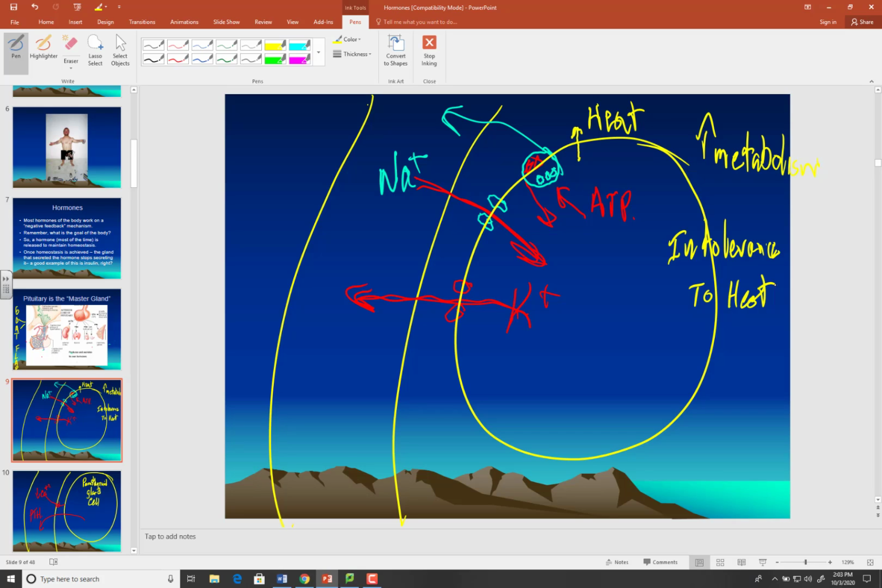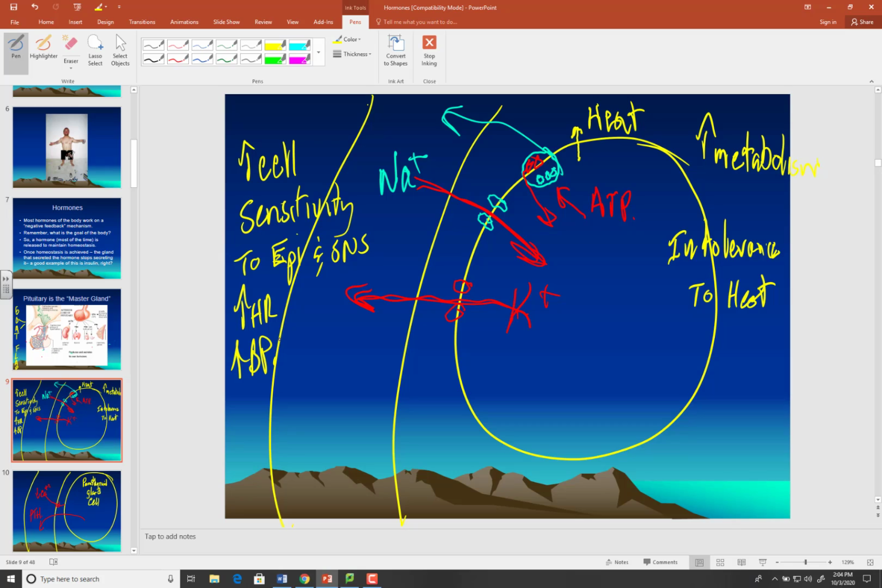The other effect is that thyroid hormone increases cells' sensitivity to epinephrine, epi, and the effects of the sympathetic nervous system. So basically, your fight or flight response is going to be turned on all the time, right? So that's going to increase your heart rate. It's going to increase your blood pressure, right?